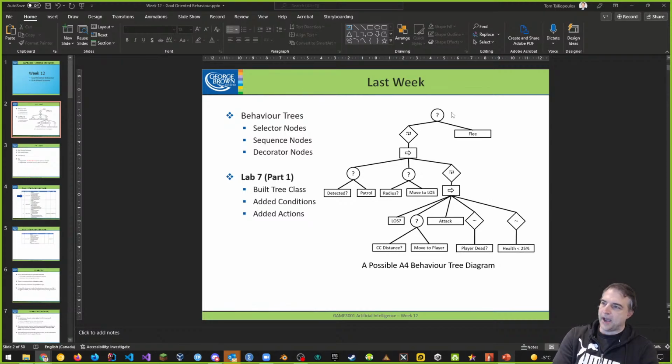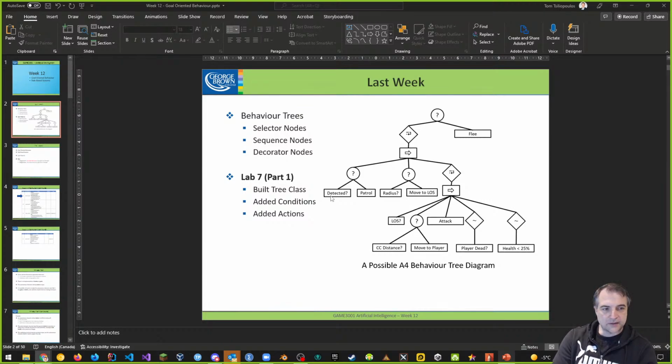So again, you have a selector node. Remember that we talked about before, either child could be successful in order for the entire node to be successful. Let's suppose this one is a decorator, something like repeat until fail. Then it goes into some kind of sequence node, and the sequence node starts with its leftmost child, which is actually a selector node again.